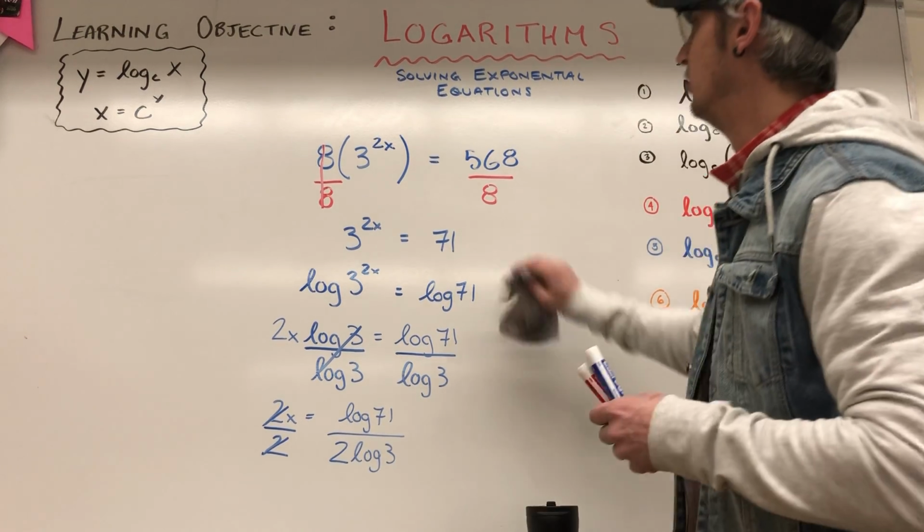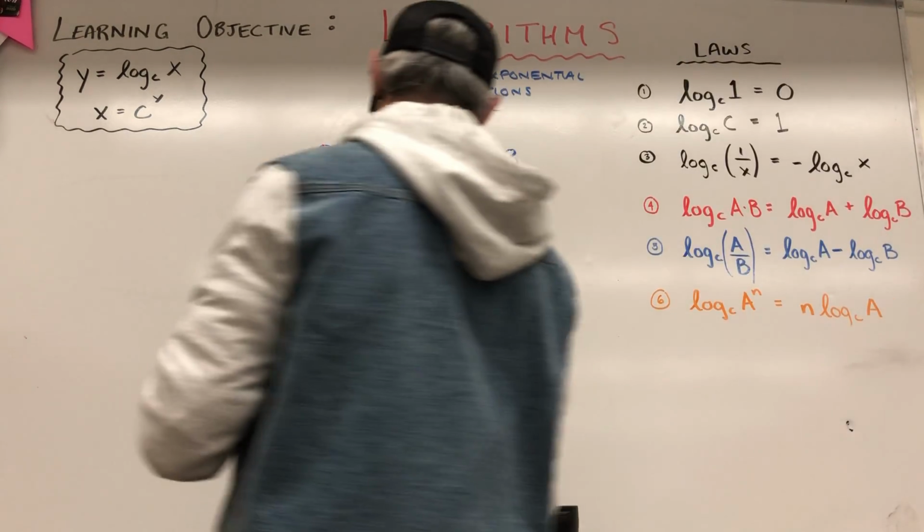Okay, so let's increase complexity. What's going to happen now when we have exponents on both sides of the equal sign? Let's see how that plays out.